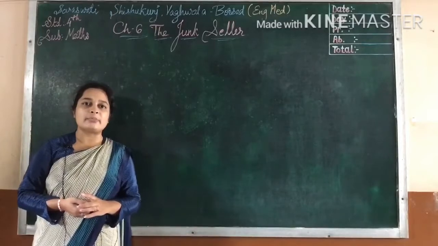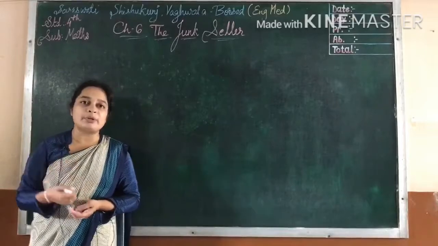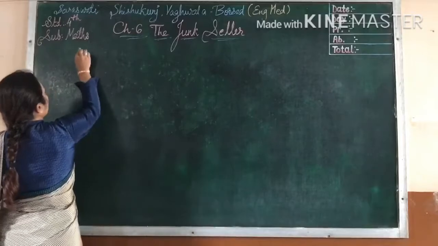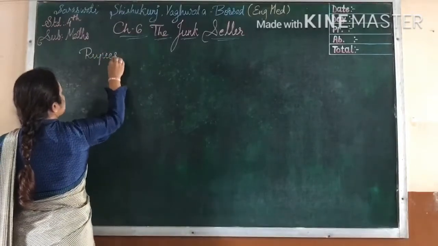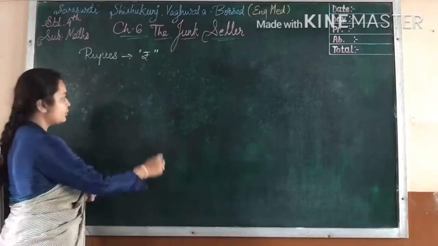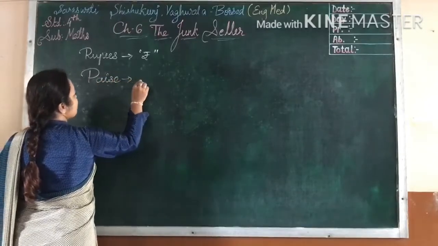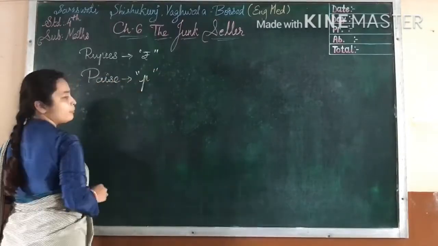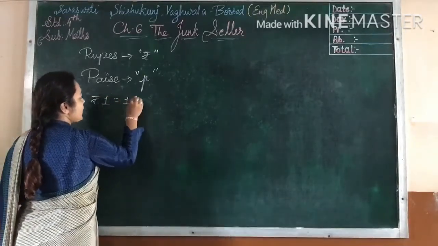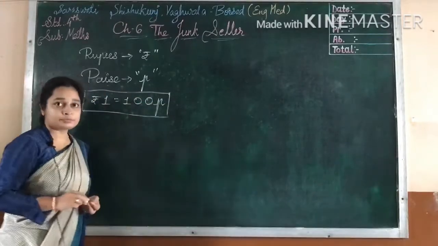There are a few things we have to remember, which we have already seen in our previous standards. The main thing is, rupees is denoted like this. Then paisa is denoted as small p, and you all know that rupees 1 is equal to 100 paisa, which is important to keep in your mind.